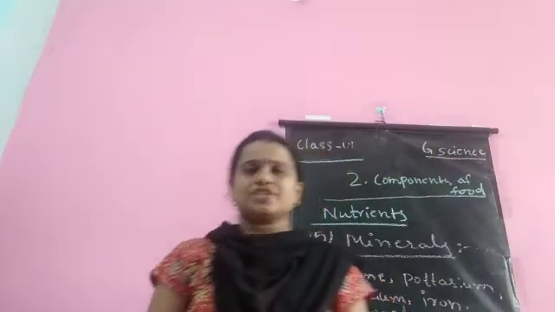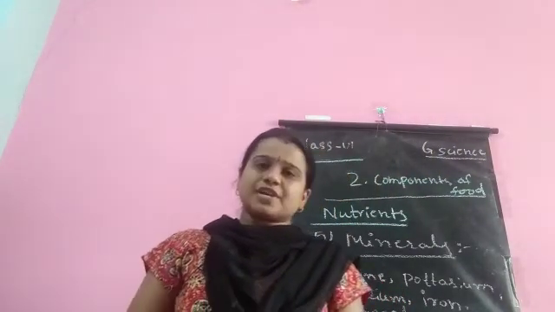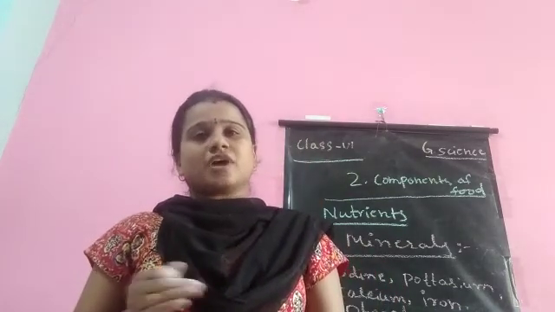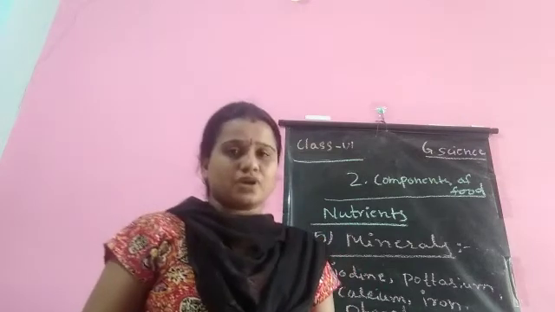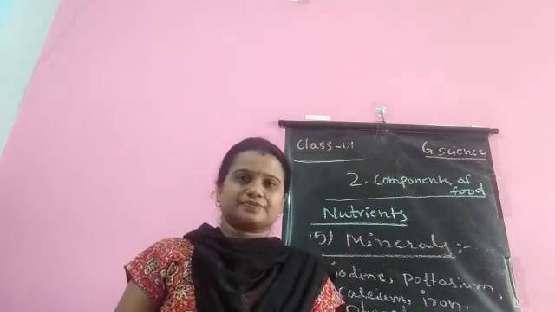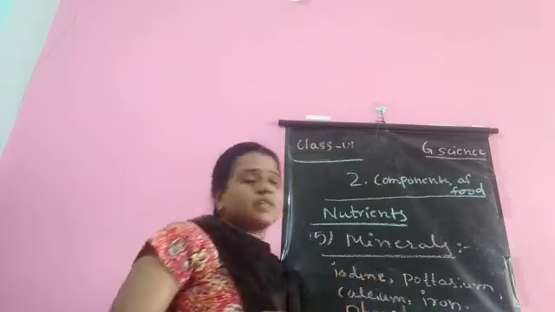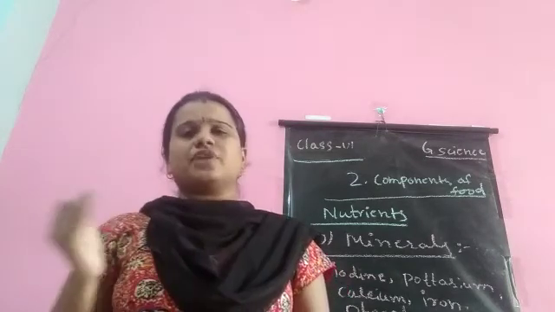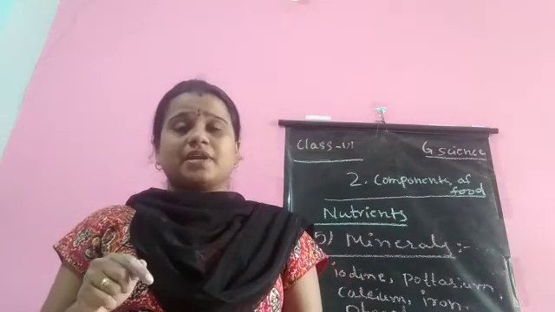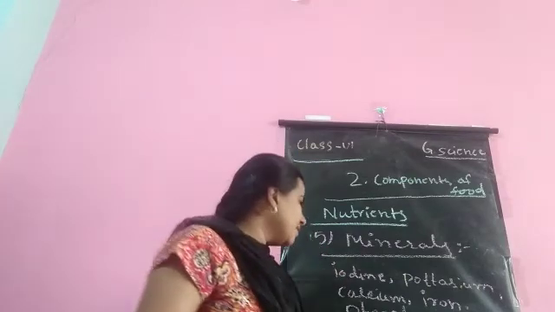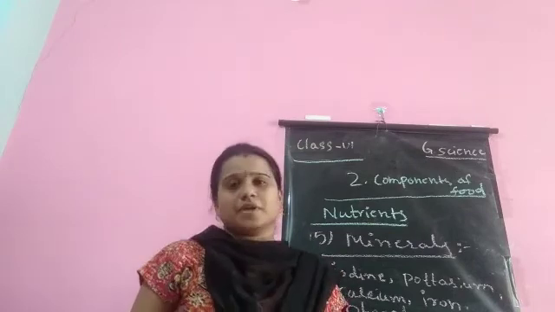First, calcium and phosphorus. Calcium is needed for making bones and teeth. It is also required for proper functioning of the heart, muscles, and nerves. Important sources of calcium are milk, meat, egg, fish, green leafy vegetables, butter, and cheese.